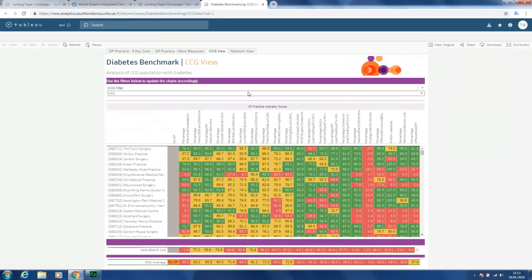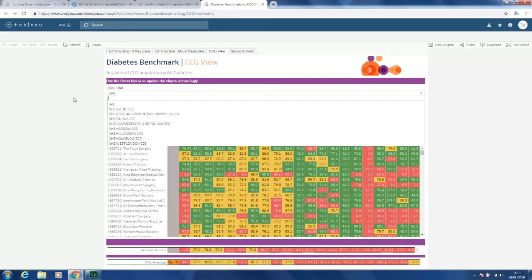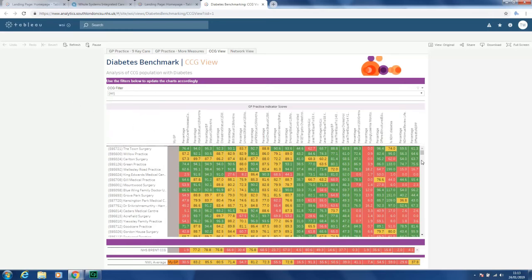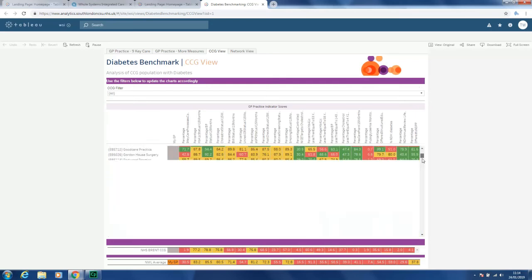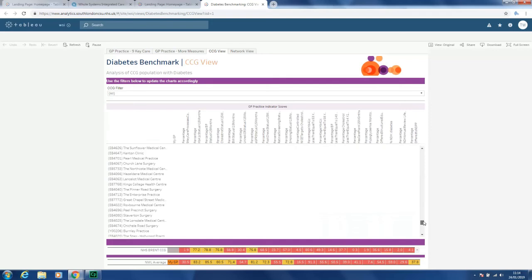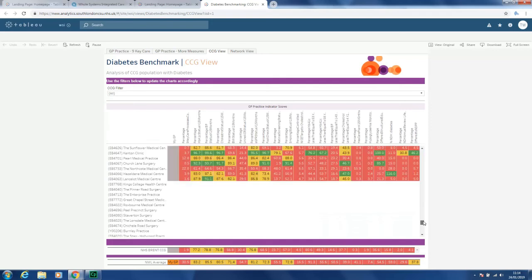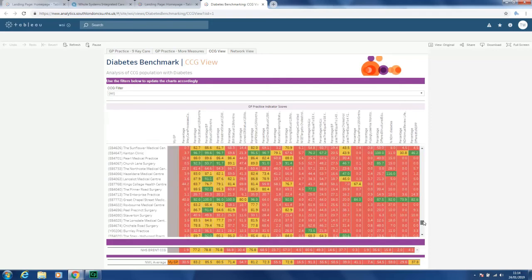So first of all, to note on this practice level dashboard is that there is a filter at the top that allows you to filter by CCG. We're not going to do that at the moment. We're just going to look at this, and what it shows is that you've got the ranking of practices by achievement of treatment targets. So you can immediately go down to the ones near the bottom and say, okay, what can we do to support you as a team?